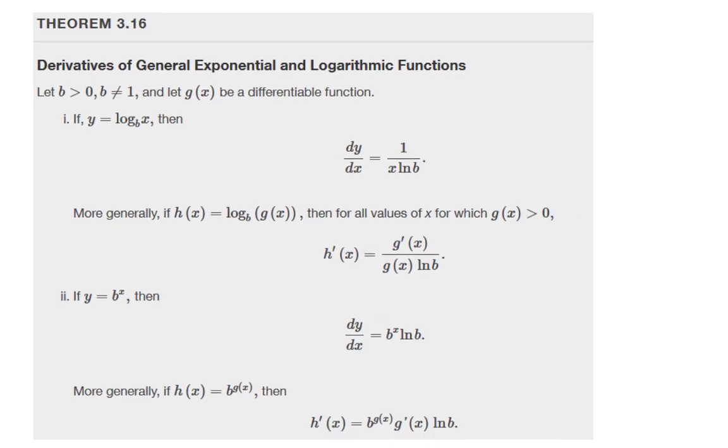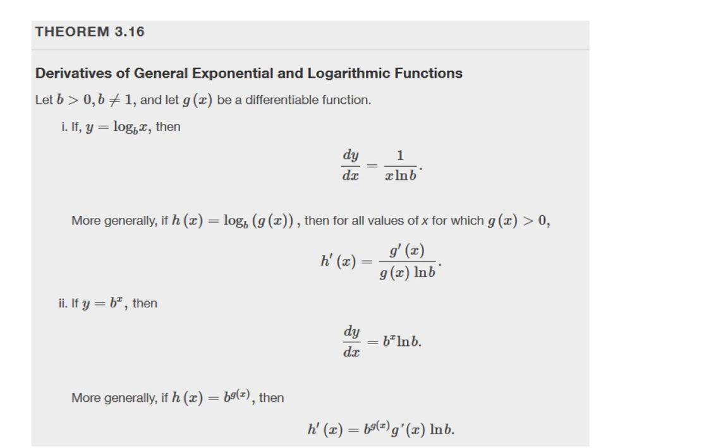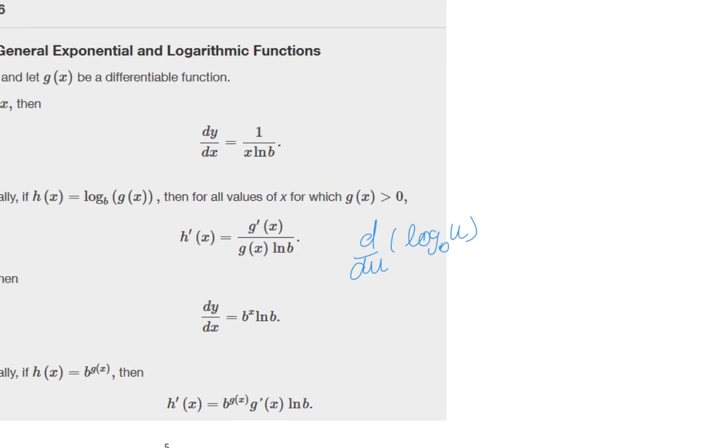That brings us to when we have the log base b of x. Here's its derivative. We have the log base b of g of x. Here's its derivative. Notice how it's 1 over g of x, natural log of b, multiplied by the derivative of the g of x. So if you want to use u on your note card, d du of the log base b of u is going to be equal to u prime over u, the natural log of b.